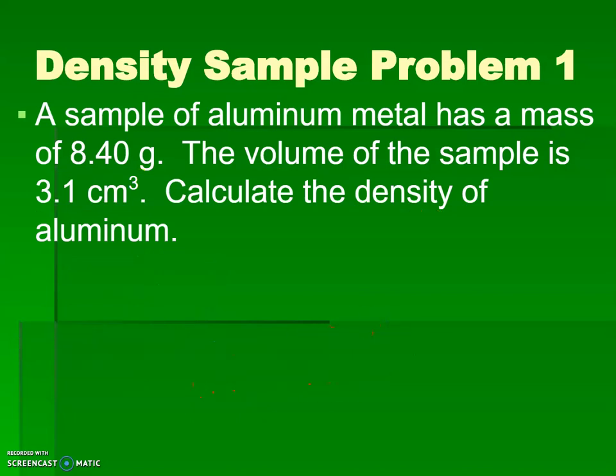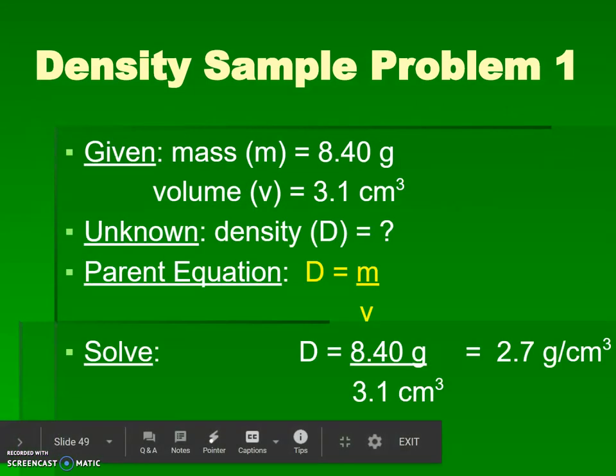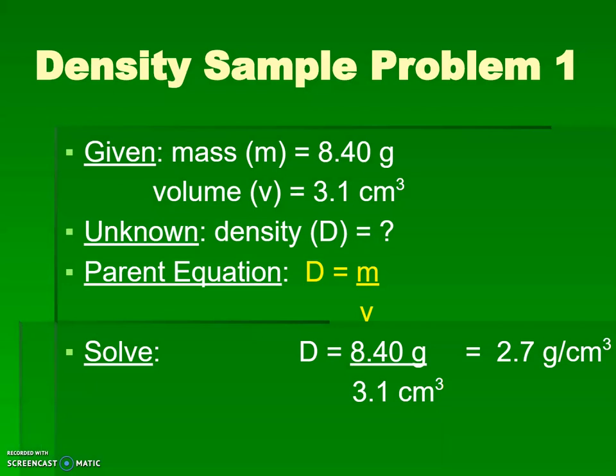And you can verify this information on the periodic table to see what the actual density of your aluminum would be. So again, you have your mass given, you have your volume given, you're solving for density. You simply plug in the calculator 8.40 divided by 3.1 equals, and you get your 2.70. Since none of these units canceled out, you use the units of grams per centimeters cubed.